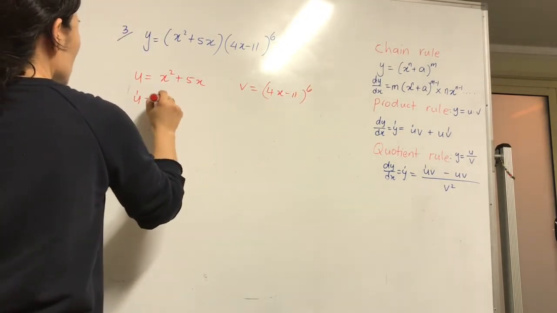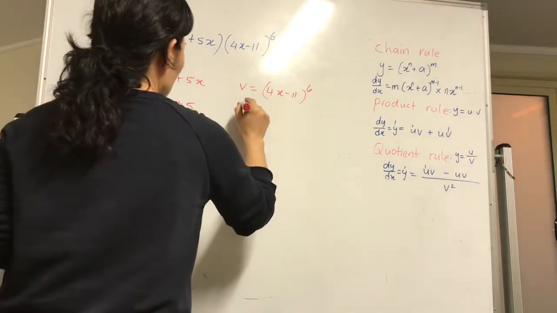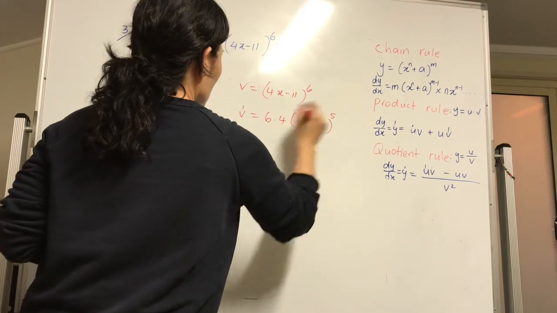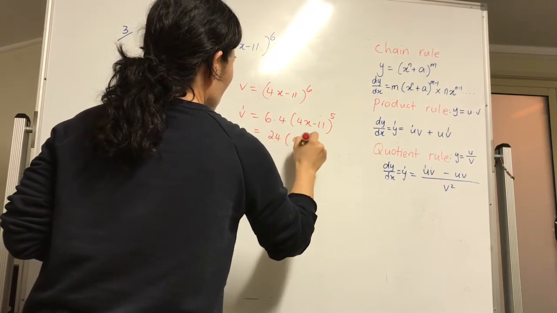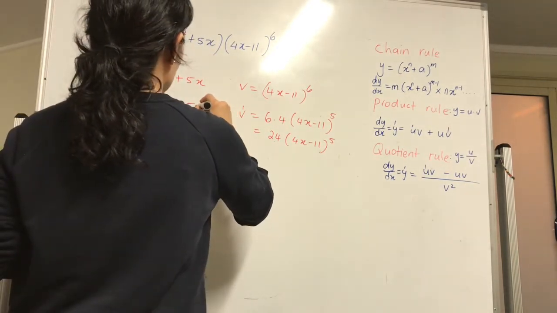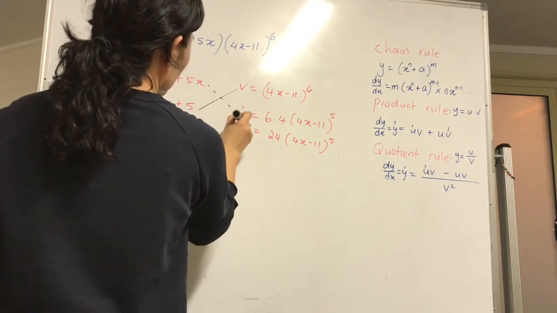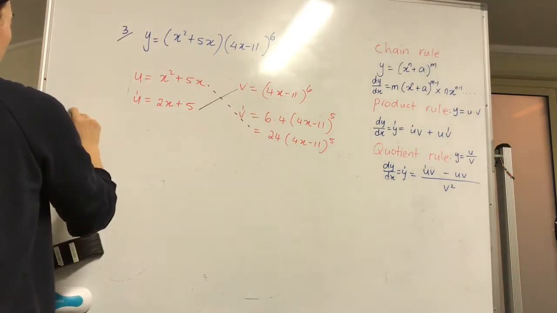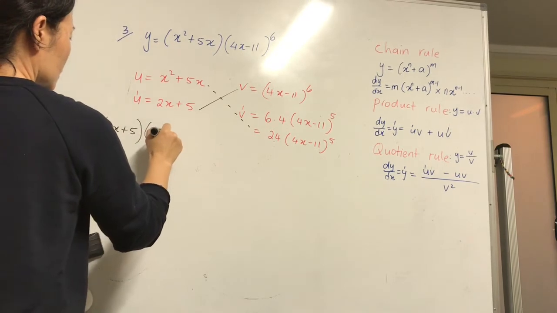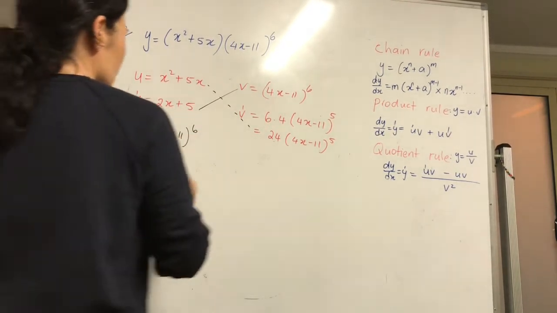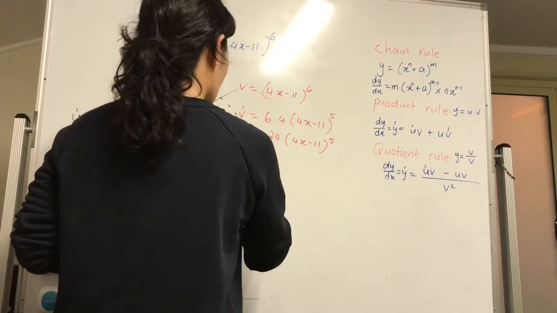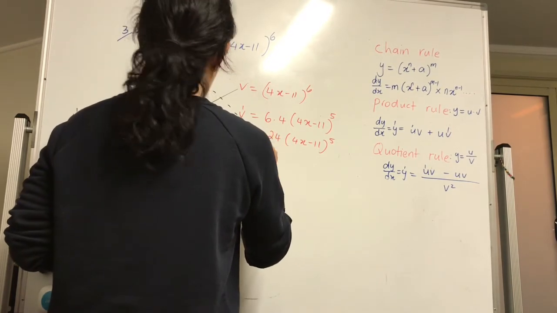And then u dash, v dash. Make sure you put it in the brackets.